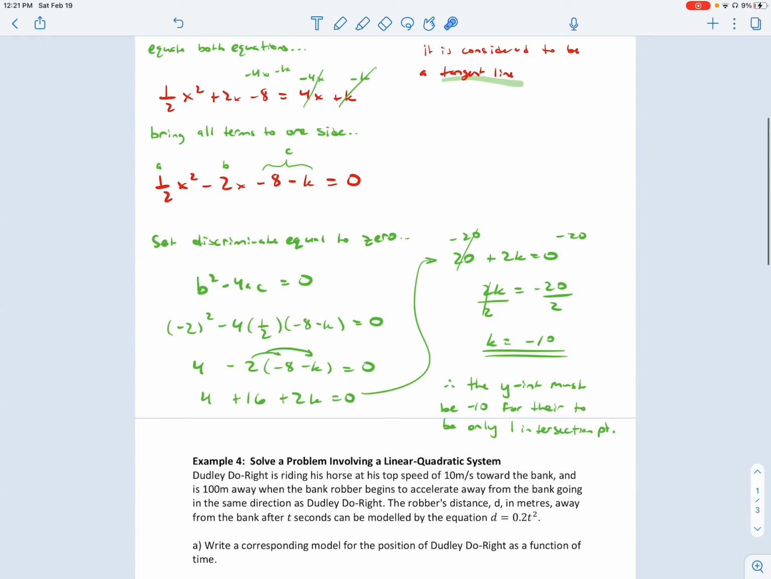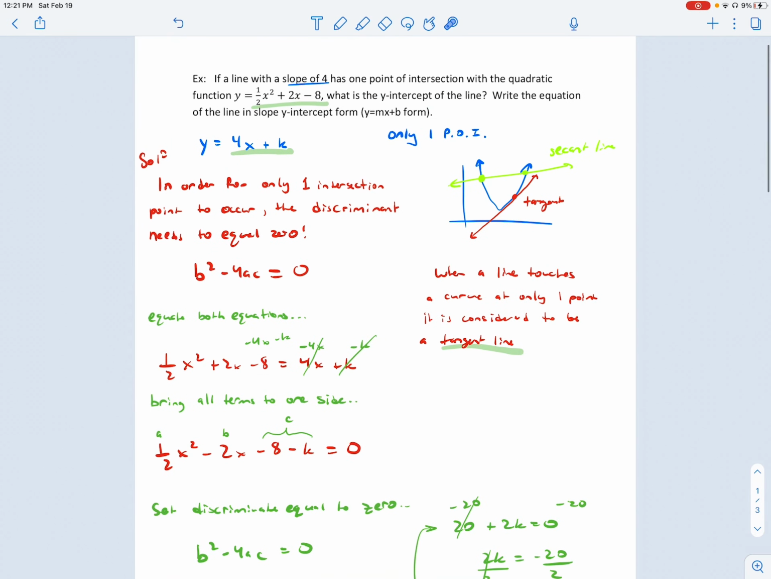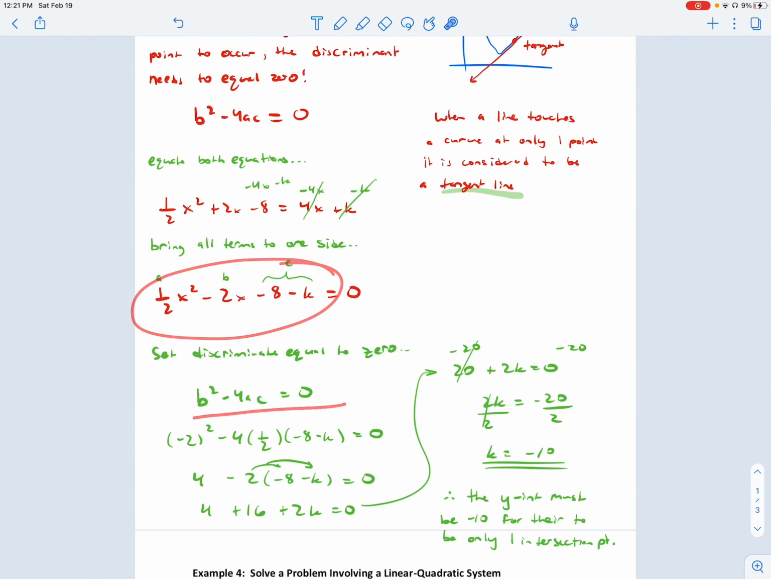Okay, so what we did was we just equated both of the equations. We set them both equal to each other, and then brought everything over, and then set our discriminant equal to 0. If the question wanted to know what k should be so that there's no solutions, then I would have made this a less than 0 symbol. If it wanted 2 solutions, then I would switch that to a greater than symbol. But it only wanted one solution, so I set the discriminant equal to 0, and then I solved for k.